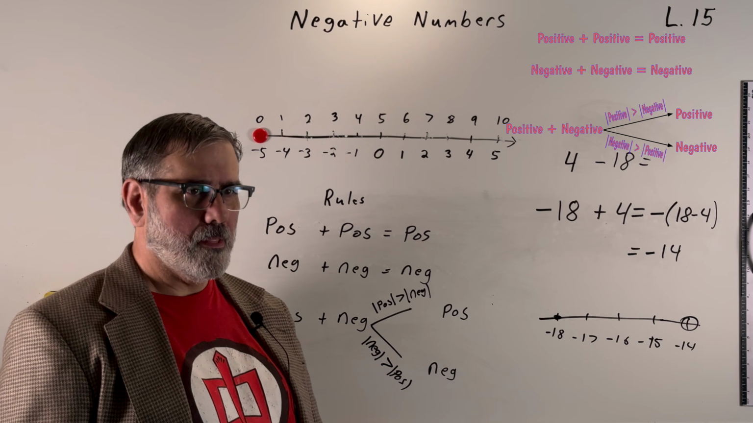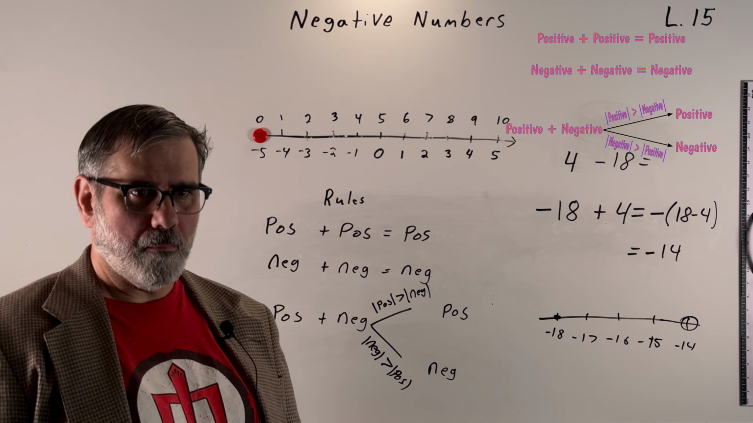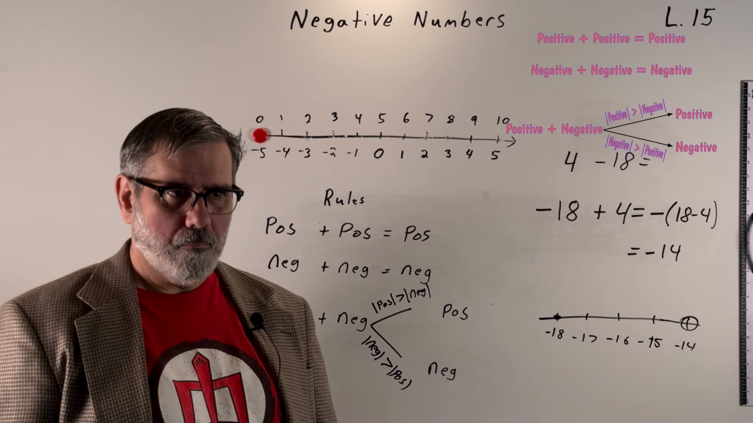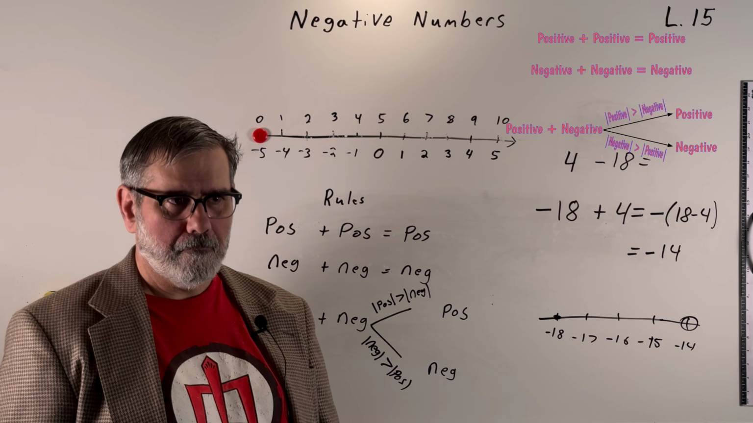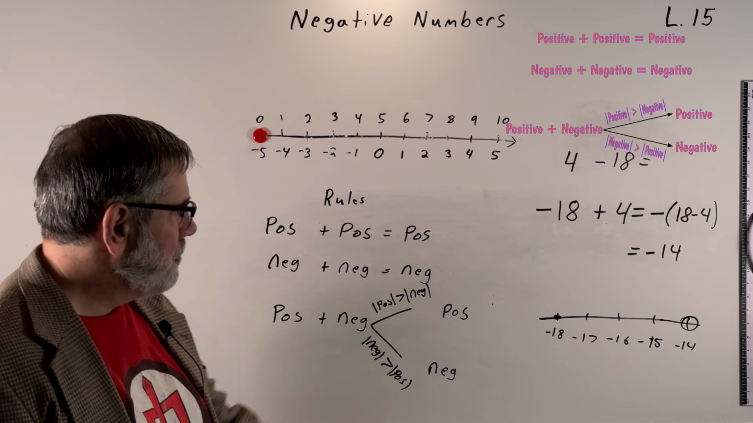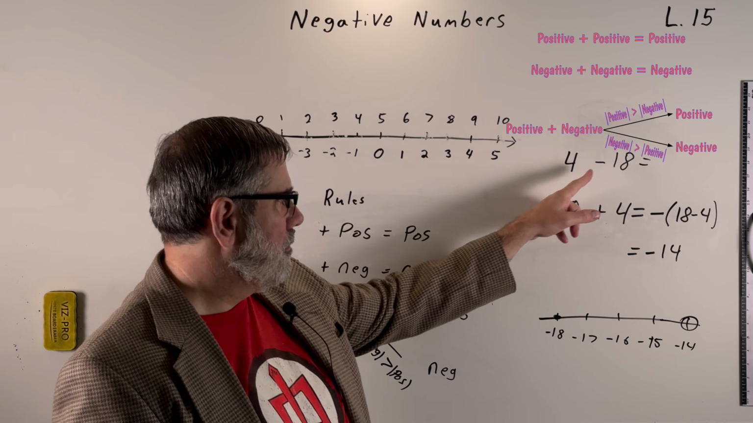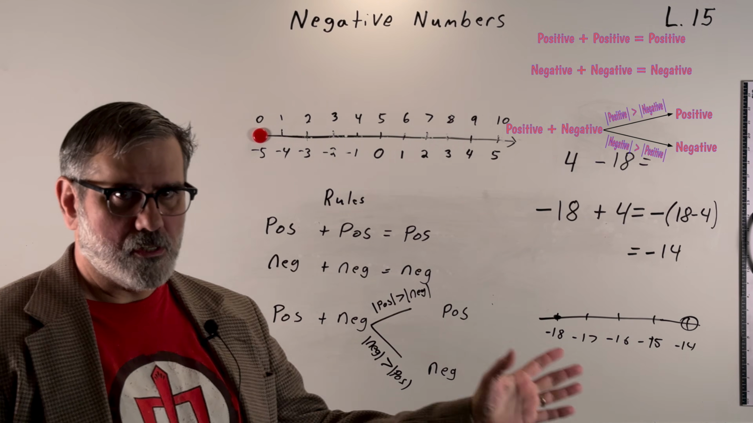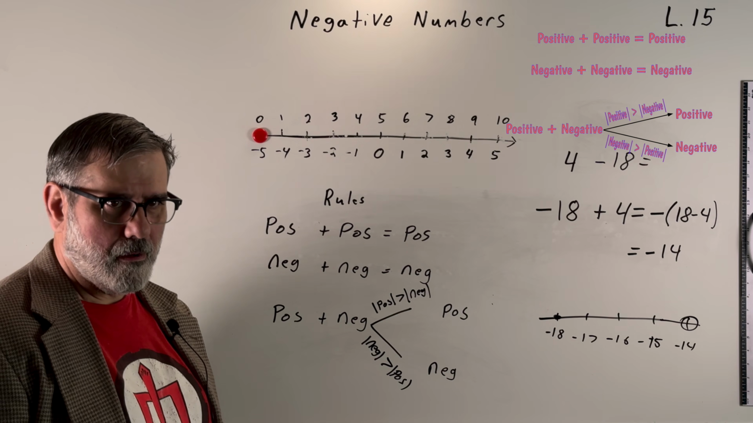I knew somebody that tutored somebody in college that had problems with negative numbers. They just didn't get it. So you have to take your time with it, make sure you understand it. But you can always fall back on the number line, right? Start here, move 4 to the right. Start here, move 18 to the left. It's the same thing. So now let's move on to multiplication of negative numbers.